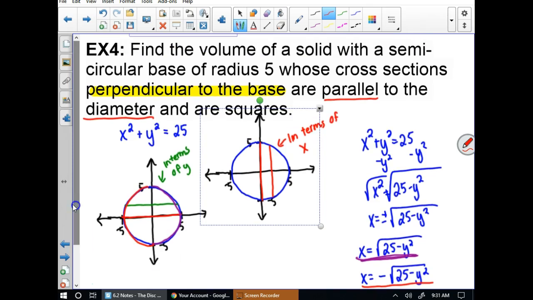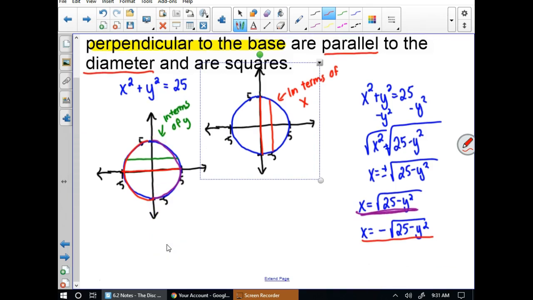Here's the other thing I think is so tricky about this. What shape are your cross sections? Squares. And Joe proved my point about it being tricky because the semicircle in this case is the base. But when you see semicircle, you're thinking it's your cross section. So you got to be really careful with this. Your cross sections are squares. So our area formula that we are using is just side squared.